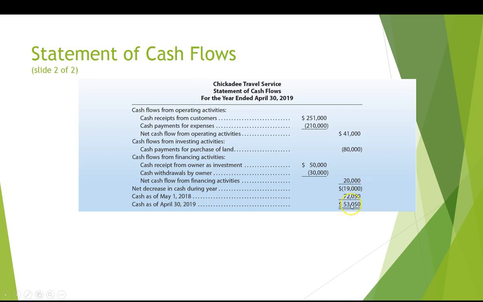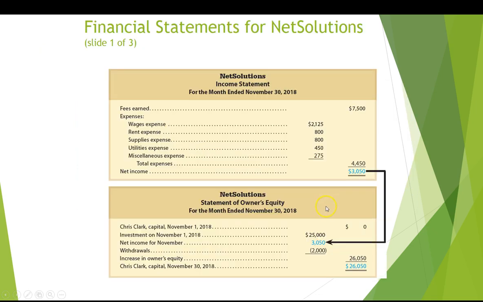Here's our check figure. We look on our balance sheet. Cash as of May 1, our beginning balance of cash was $72,050 and our ending cash was $53,050. So if the difference of that equals negative 19, we know that we accounted for everything correctly. So our checkpoint for the cash flow statement is that beginning minus ending equals the amount that we calculated when we looked at operating, investing, and financing.